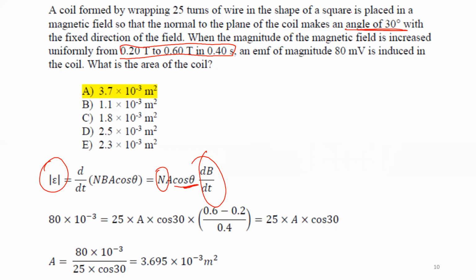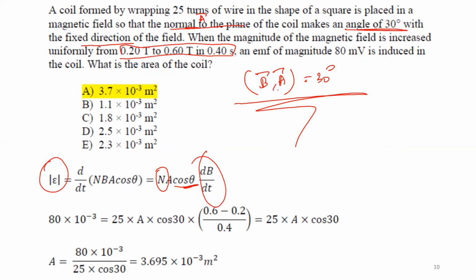And here, you see, this is what I said here. It's placed in a magnetic field so that the normal to the plane, meaning the vector A of the coil, makes an angle of 30 degrees with the fixed direction of the magnetic field. So I'm giving you directly the angle between B and A. And this is 30 degrees, and that's what I want, okay? So if I gave you the angle of the coil with the magnetic field, you have to look at the complementary of that. I hope you get what I'm talking about. Okay, great. And then your only unknown is A.